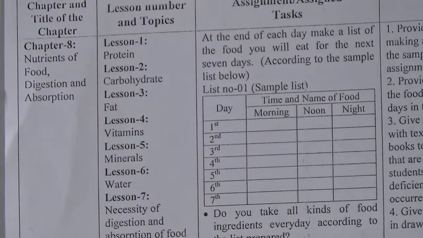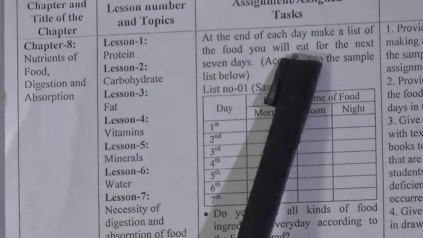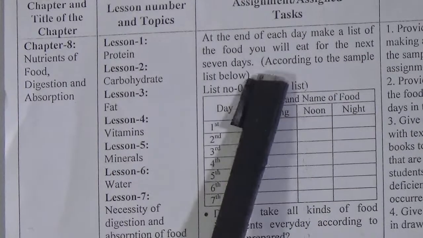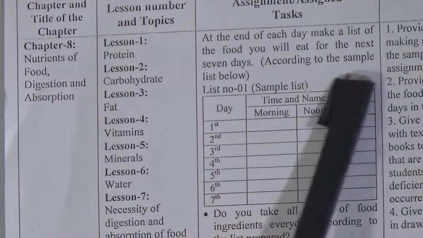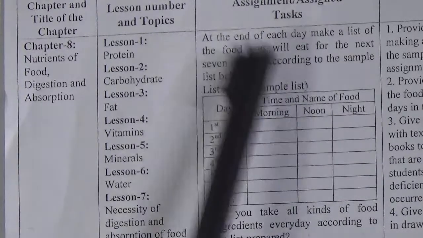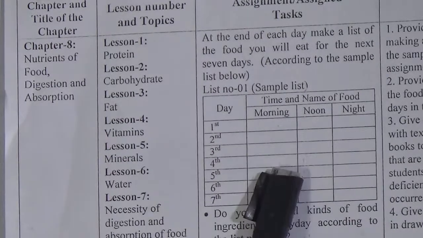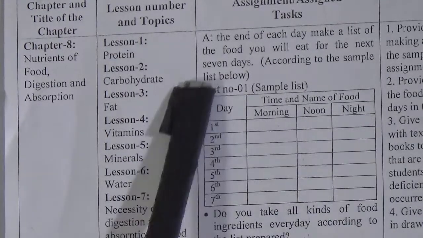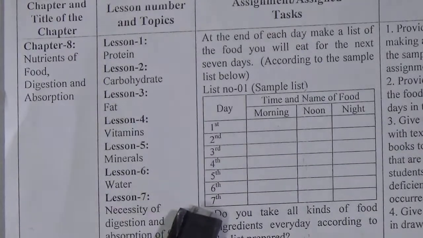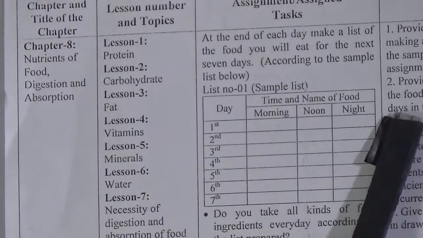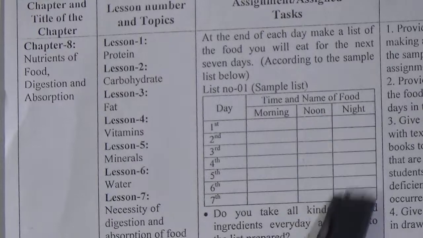Now our assigned topic, assigned task. At the end of each day, make a list of the food you will eat for the next 7 days according to the sample list below. Just look here, here is a sample list, and in this list, this is day number 1 to 7, and here time and name of food. This is for morning, this is for noon, and this is for night.